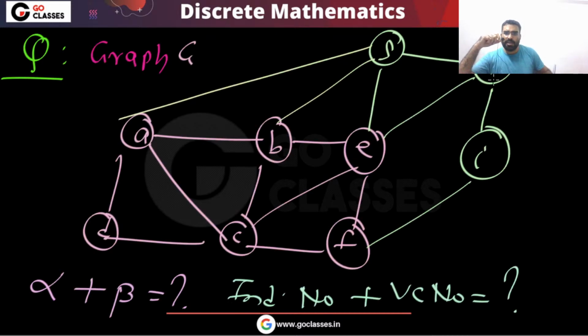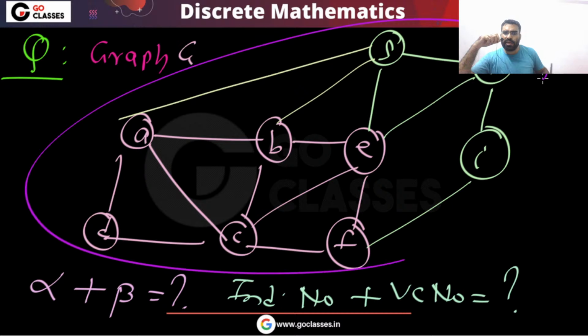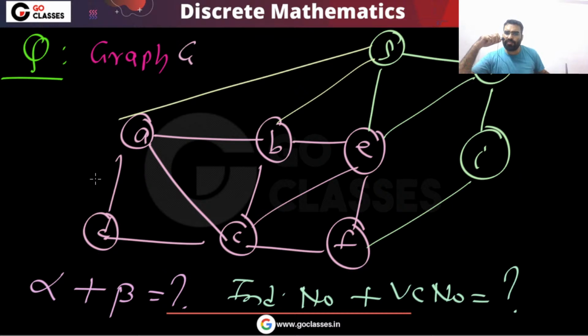Will you find? Tell me. Will you find the independence number in this? No, because it will take a lot of time. If you find the independence number in this, it will take a lot of time. If you find the vertex cover number in this, it will also take a lot of time.